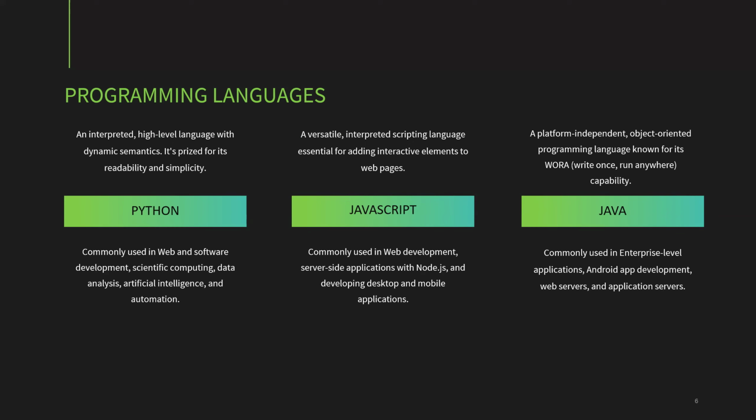I have mentioned 3 languages here, which in my opinion are the most common languages nowadays. I didn't mention C or C++ because it's becoming old now. So: Python, JavaScript, and Java. Python is the most commonly used language nowadays. It's used for web and software development, and also for scientific computing, data analysis, artificial intelligence, and automation. So if you would like to invest in yourself and go into software development, just start learning Python.